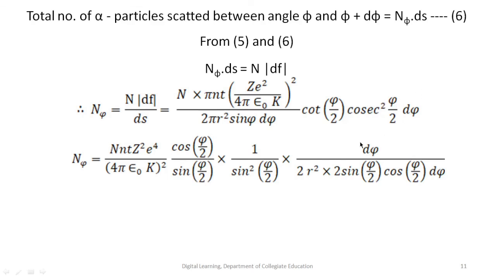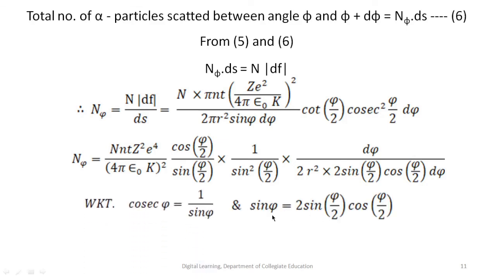cosecant square phi by 2 ನ 1 divided by sin square phi by 2, 2 ಇದೆ, r square ಇಲ್ಲಿ ಬರ್ಕೊಂಡಿದೀವಿ, d phi divided by ಈ sin phi ನ, sin 2 theta ನ 2 sin theta cos theta. The same way sin phi will be equal to 2 sin phi by 2 into cos phi by 2. ಅದನ್ನ ಇಲ್ಲಿ ಬರ್ಕೊಂಡಿದೀವಿ.